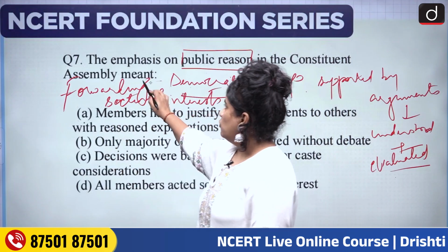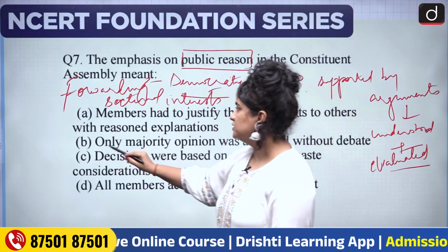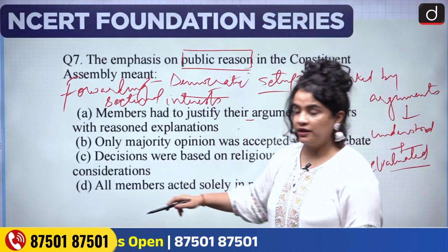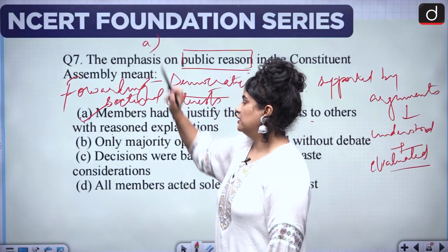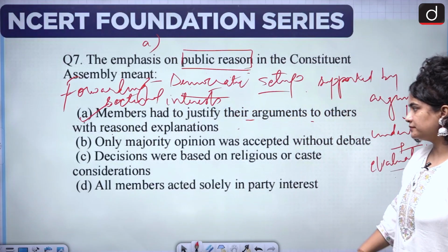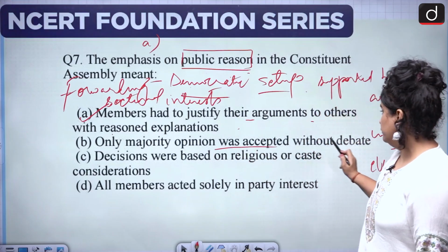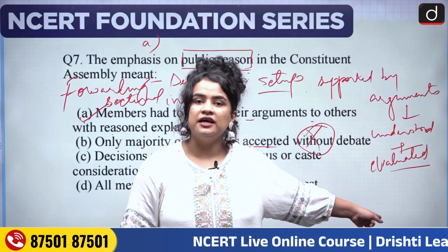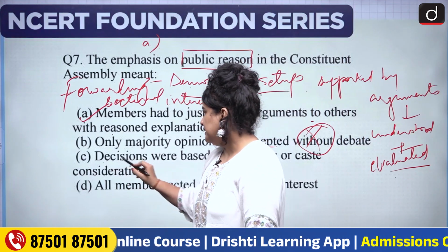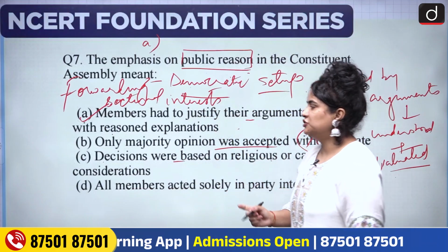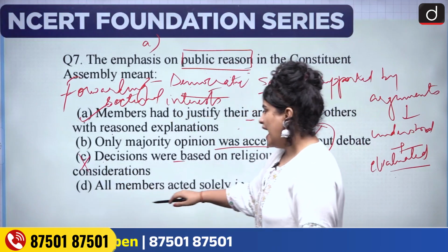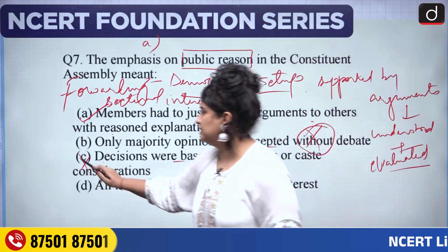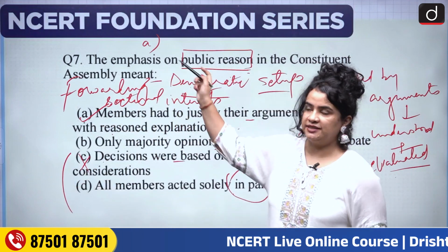So, what does public reason mean with reference to the Constituent Assembly? It means members had to justify their arguments to others with reasoned explanations. Fairly straightforward in this way. Only majority opinion was accepted without debate. No, of course, majority opinion was given a lot of weightage, but there was still a thorough debate on every clause. C, decisions were based on religious or caste considerations. Absolutely not. We've already discussed this. And D, all members acted solely in party interest. No, in fact, both these are conflicting and contradictory to the concept of public reason.